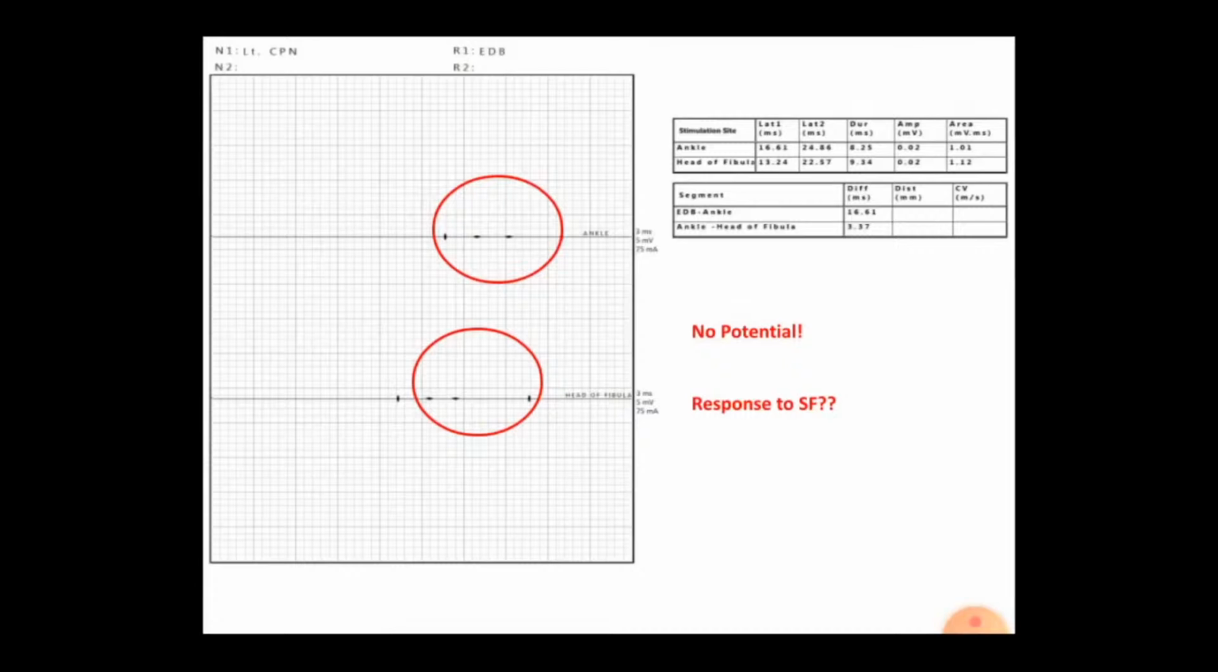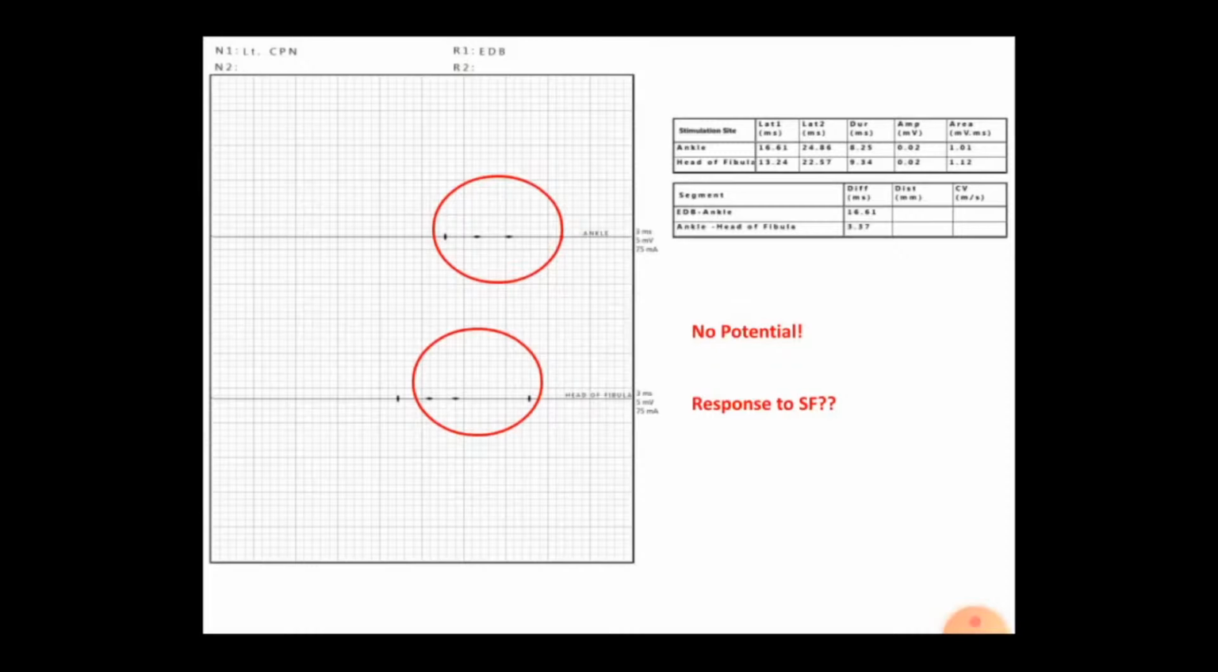Whenever you have any case in which the surge Faradic current is not responding, no need to send that patient for NCV. Why? Because if the surge Faradic current is not responding, definitely the potential in NCV will also be absent.